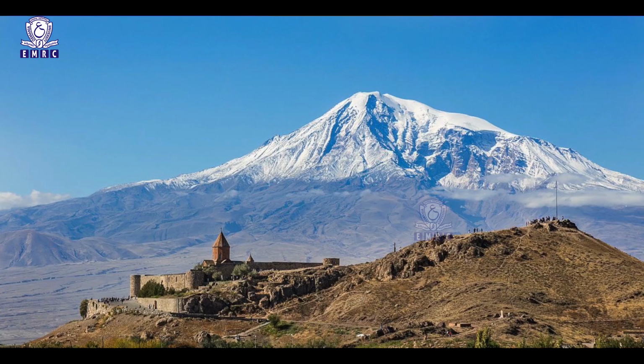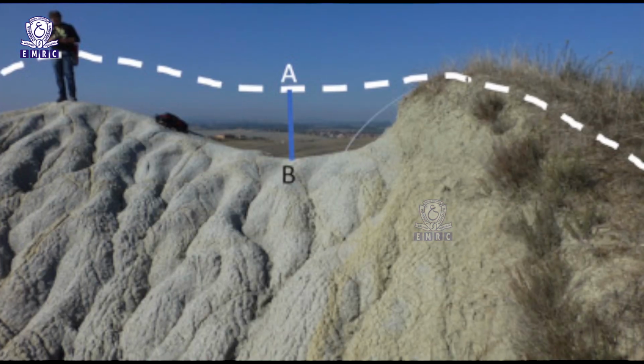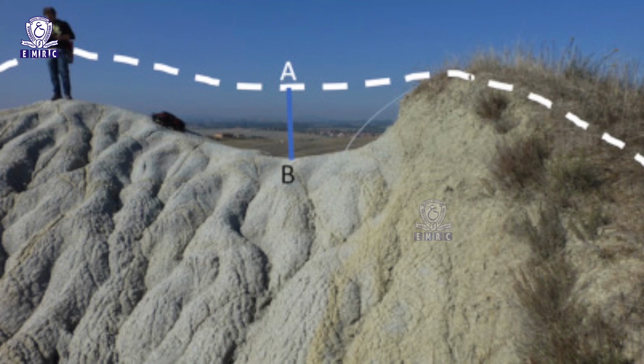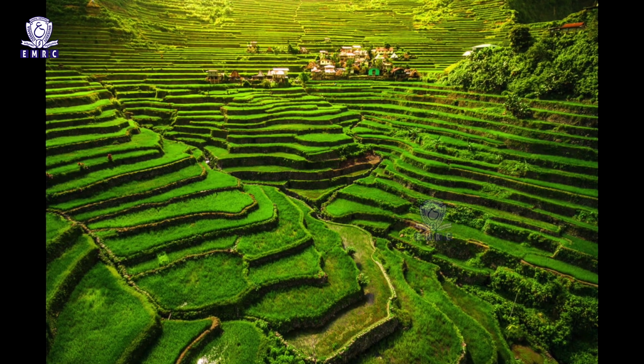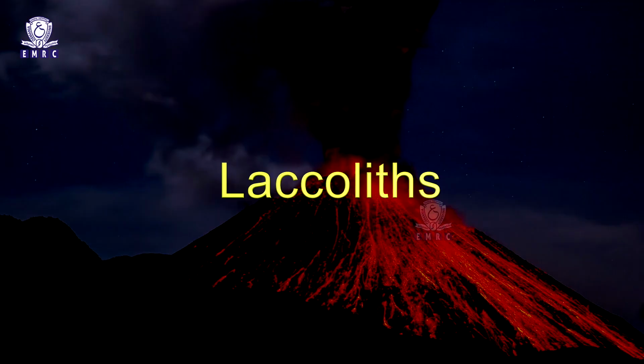Sills. Intrusion of magma and its cooling and solidification in the horizontal bedding planes and fissures leads to the formation of horizontal sheets of magma called sills. Such intrusions are present in mountains, and when they get exposed on the slopes due to denudation, such exposed parts of the sills form terraces on the hill slopes.